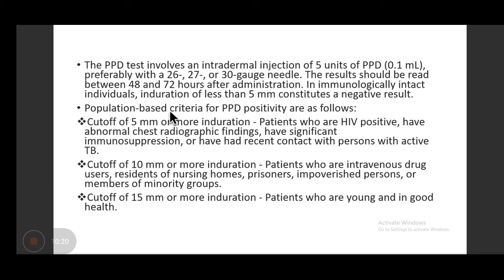Then a 10 mm or more cutoff is for patients who are intravenous drug users, residents of nursing homes, prisoners, impoverished persons, or members of minority groups. Then your 15 mm or more cutoff is for patients who are young and in good health, like children, who are immunocompetent, who have no exposure.